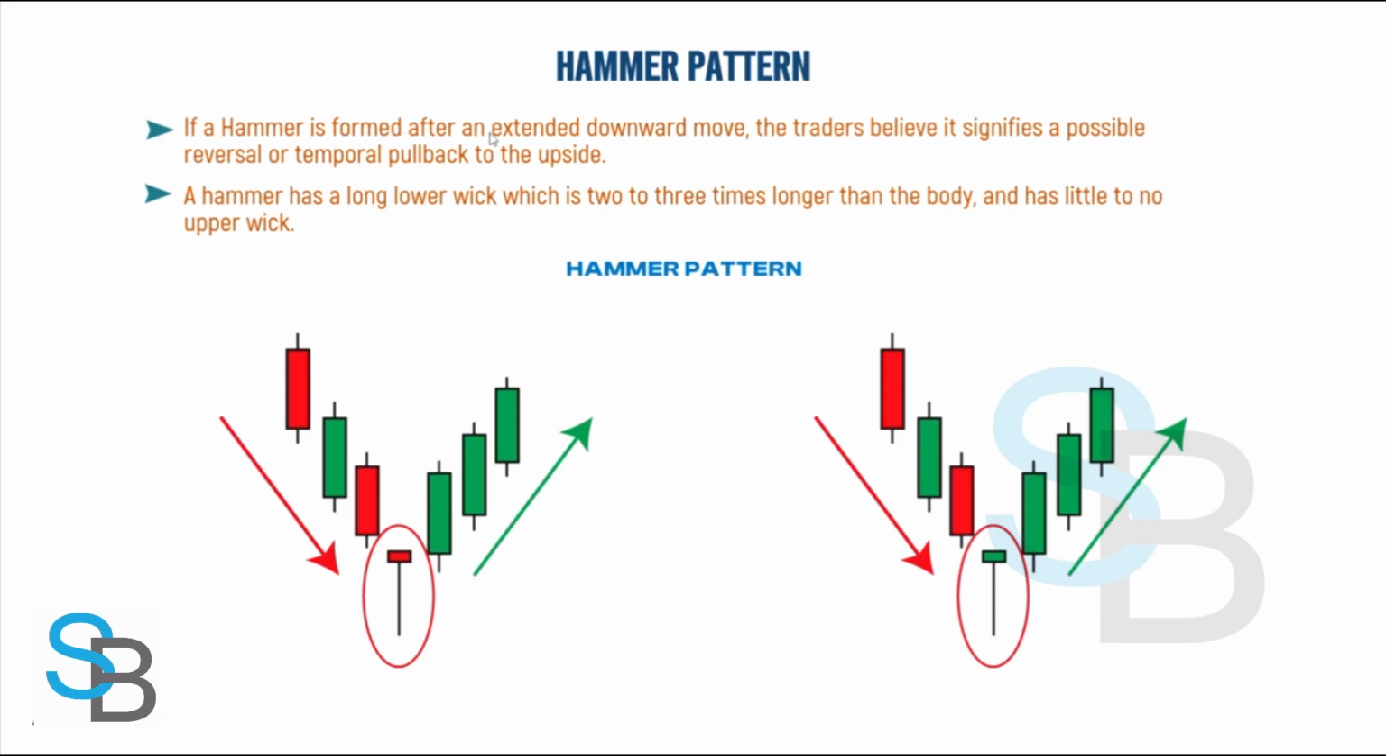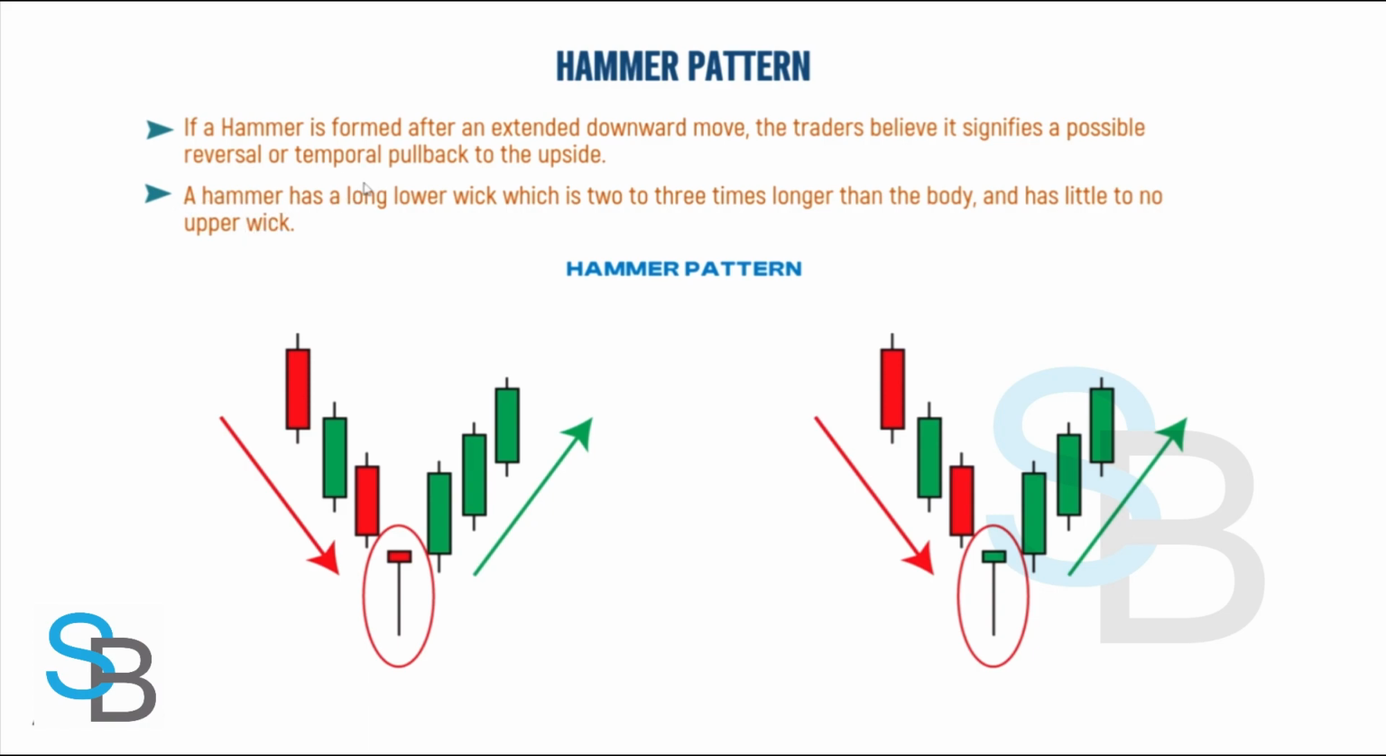Now, if a hammer is formed after an extended downward move, the traders believe it signifies a possible reversal or temporary pullback to the upside. Okay, so this is a hammer, and it's usually found after a downward move. So when it's found after a downward move, traders believe the market will pull back or go the opposite way.